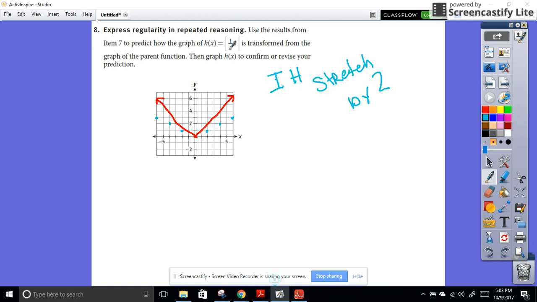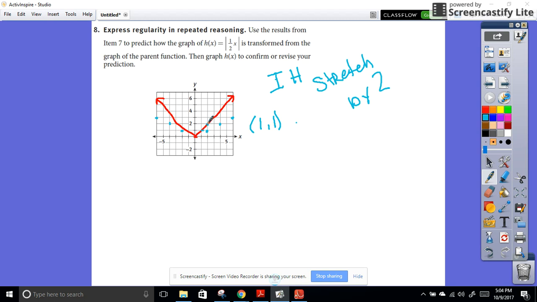so it's an inside change, so it behaves opposite of what we think. It's going to be stretched. Flip that 1/2 upside down, stretches by 2. What that means is where the parent function was able to have a dot at 1, 1, now it's going to take twice as much x-axis to get the same y. So we have to go over 2 to get the 1.